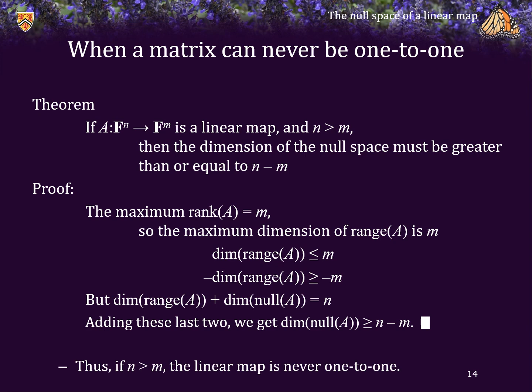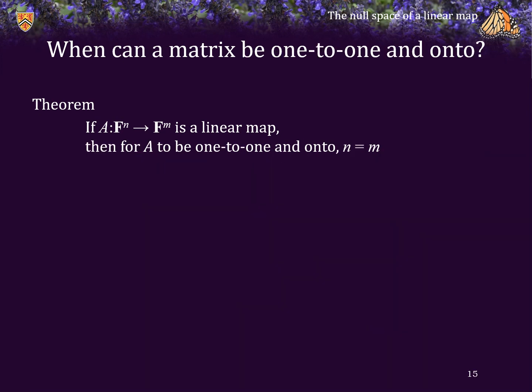Consequently, if the dimension of the domain is greater than the dimension of the codomain, then the linear map is never one-to-one. Now, if A mapping F^n to F^m is a linear map, then for A to be both one-to-one and onto, it is necessary that n equals m. That is, A is a linear operator mapping F^n to itself.